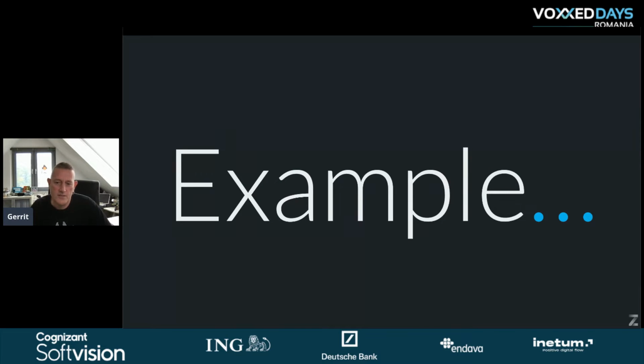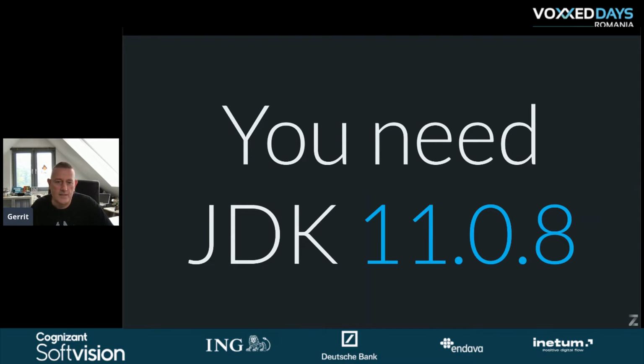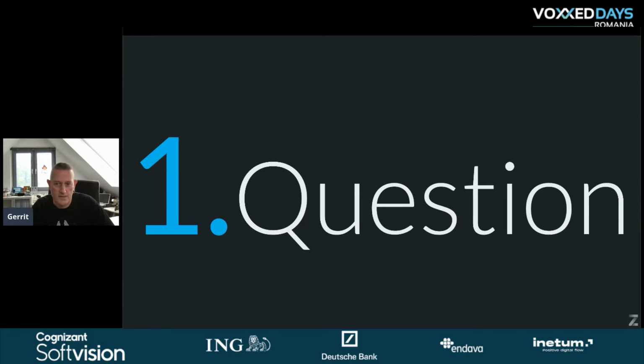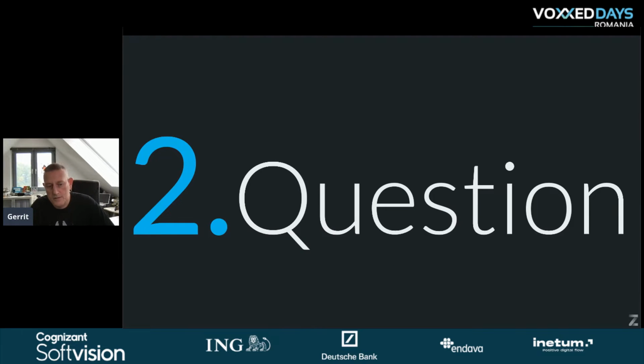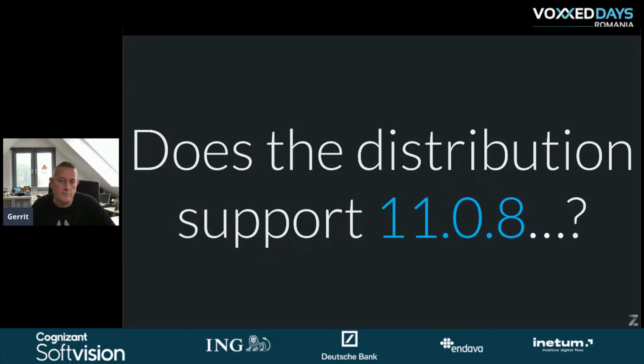So let me give you just a short example. Let's say you need JDK 11.0.8. Then there are a couple of questions you have to answer. The first one is, which distribution can offer this version that you are looking for? Then the second question would be, does this distribution support 11.0.8? You don't know from the beginning because some distributions do support specific versions, others do not, so it really depends.